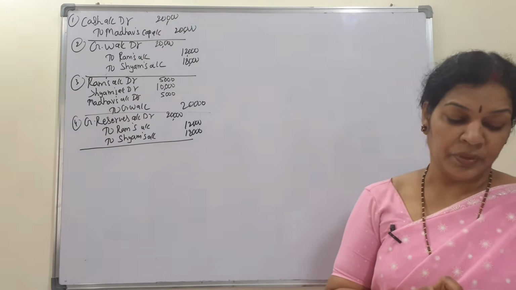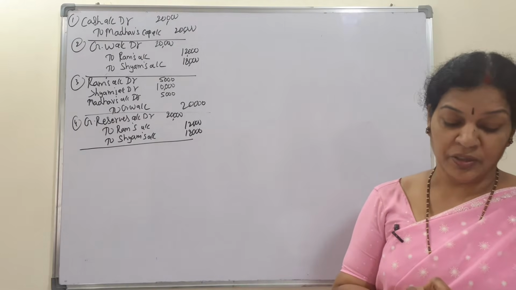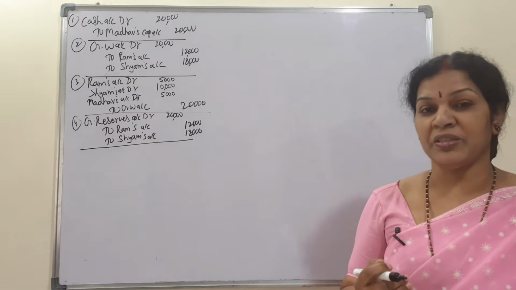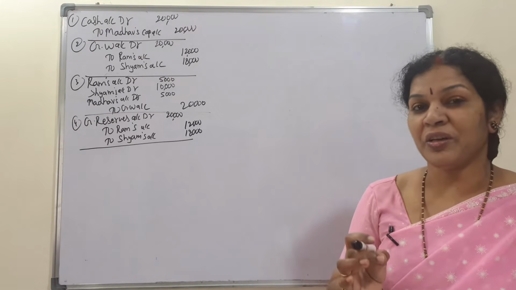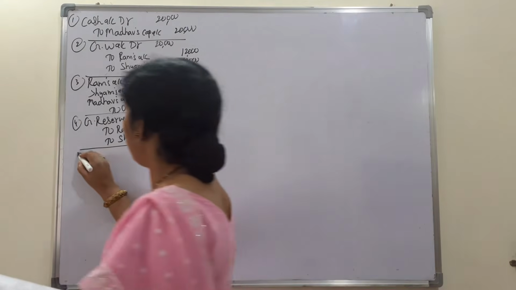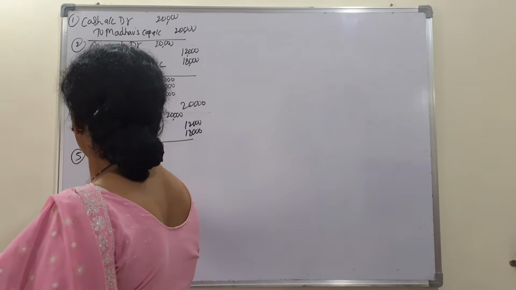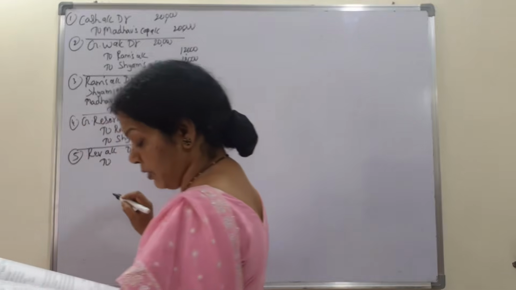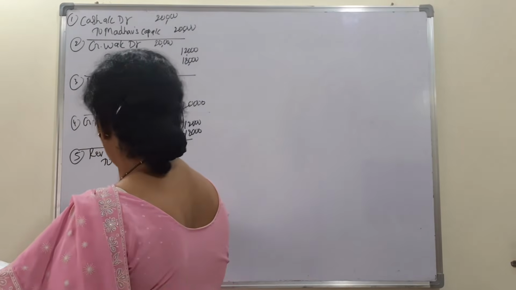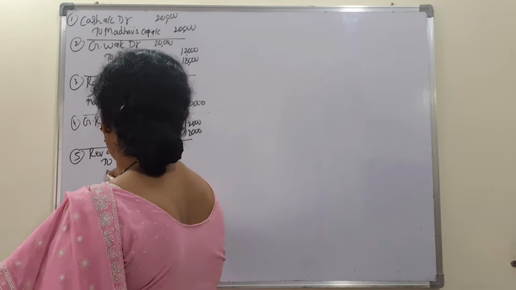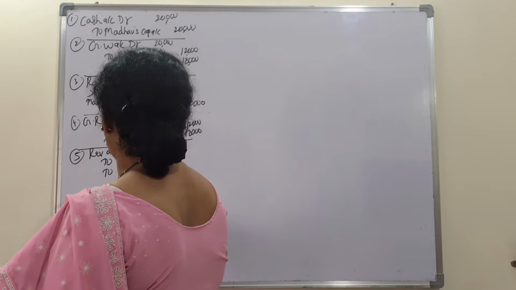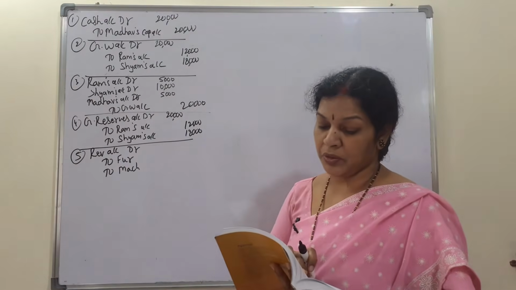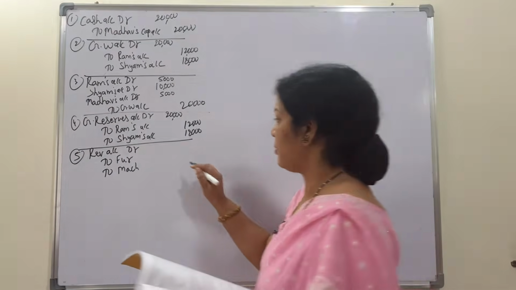Next, depreciate. Depreciate furniture by 5%, machinery by 5%. Both are revaluation account debit side. So entry will be revaluation account debtor to machinery account, furniture account. Furniture 5%. Furniture value is 20,000. 20,000 5% means 1,000.